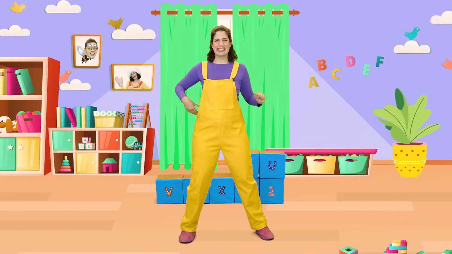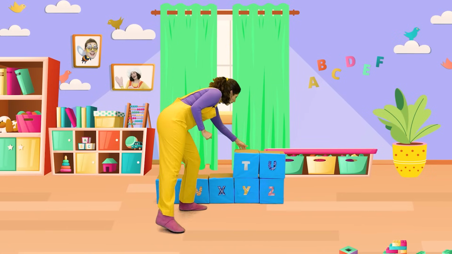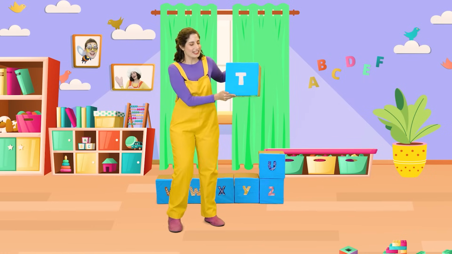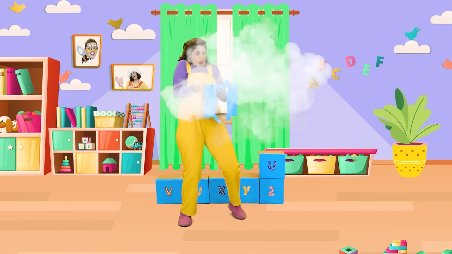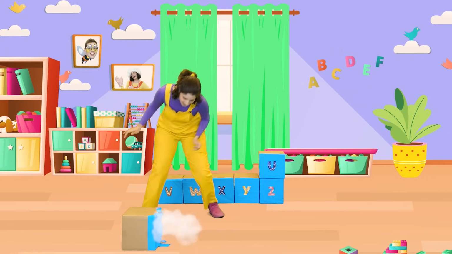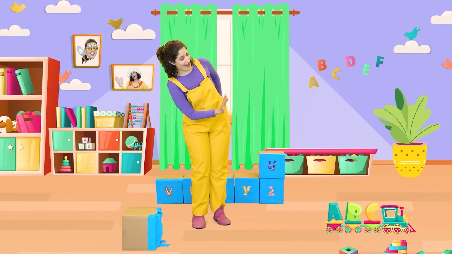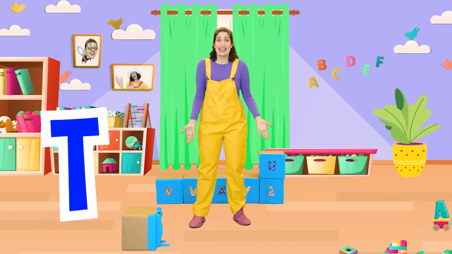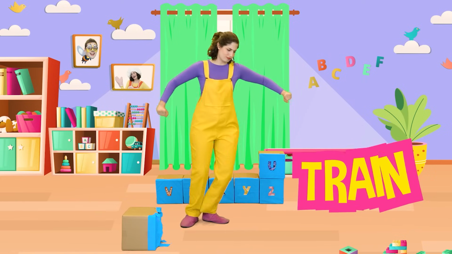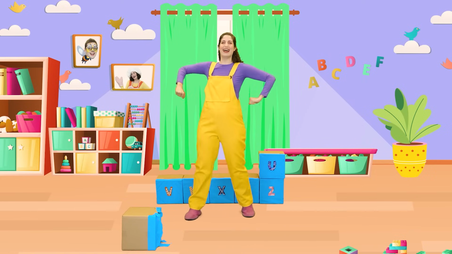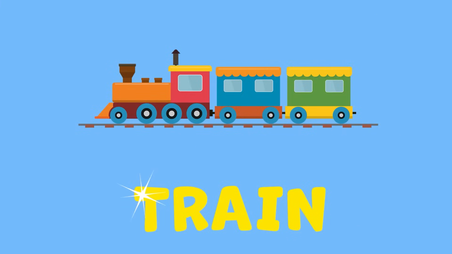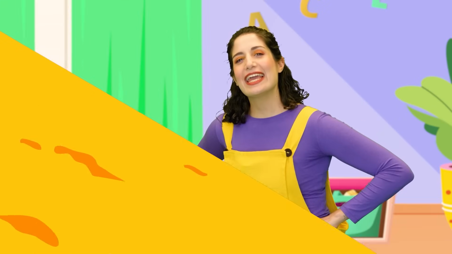S, singing. Kids, do you know what is our next letter? Yes, T. Let's see. Okay, we have our box here. Whoa, what's happening? Hi! And bye! T is for train! T, train! Hey kids, our next letter is U!